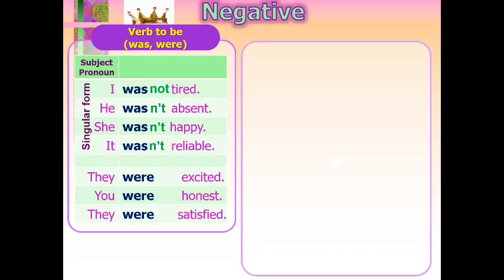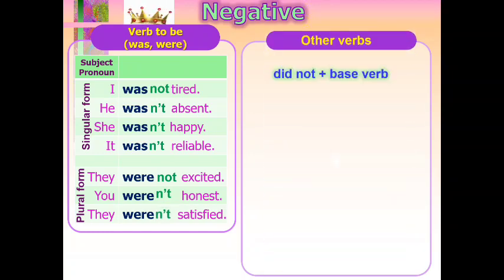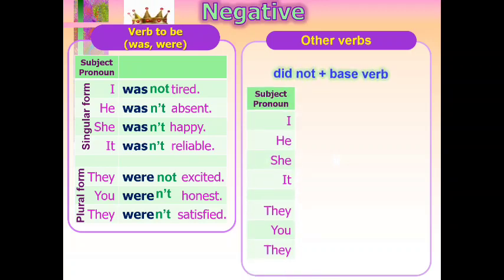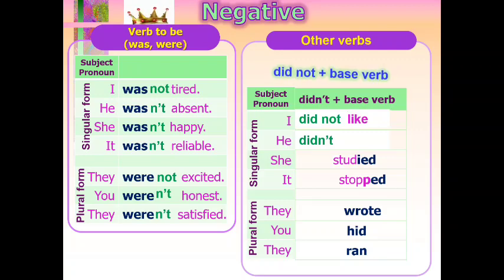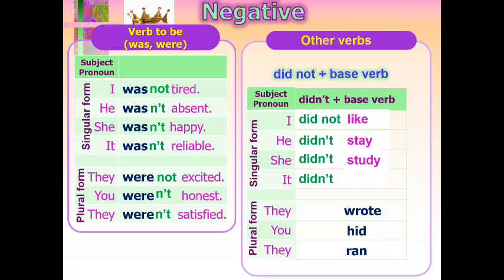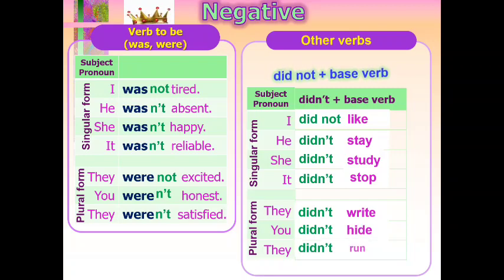They weren't excited or they were not excited. You weren't honest, they weren't satisfied. With the other verbs we use did not plus the base verb. The short form of did not is didn't. I did not like. Or you can use the short form didn't. He didn't stay. She didn't study. Note that we change the verb to the base form. It didn't stop. They didn't write. You didn't hide. They didn't run.